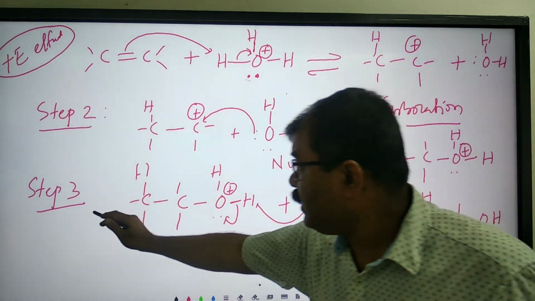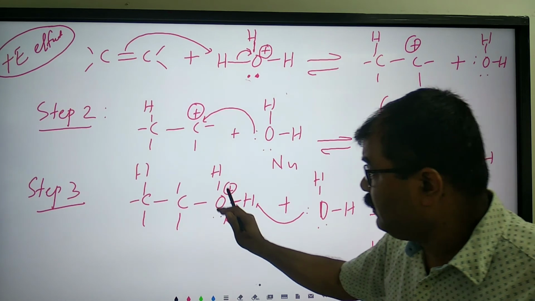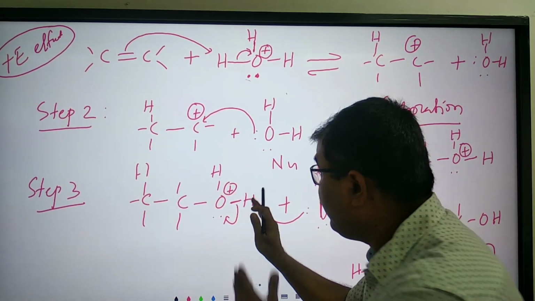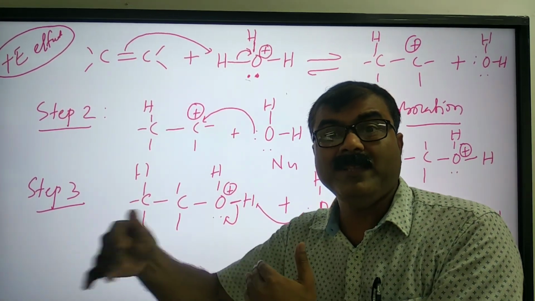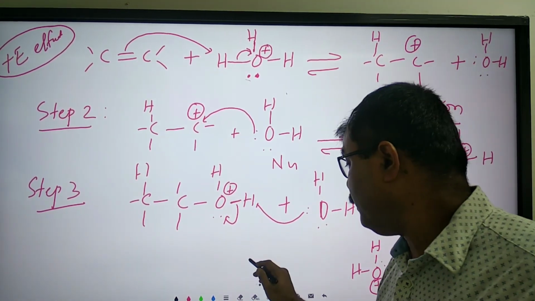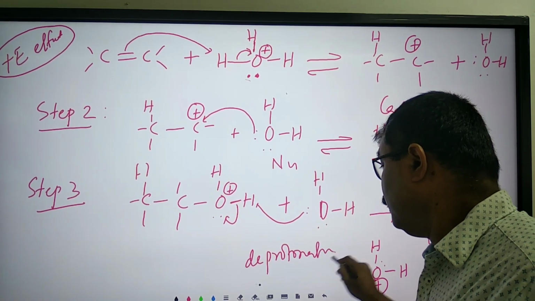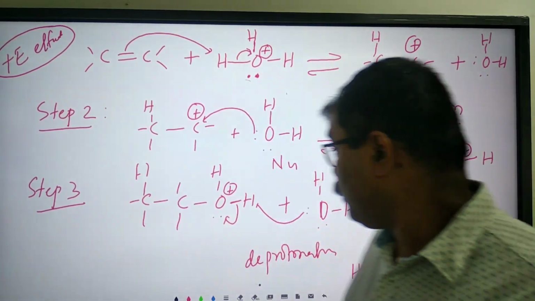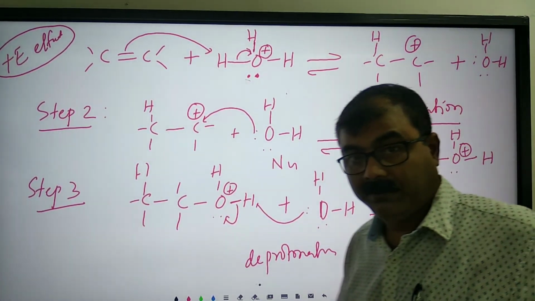And step 3 is what? Deprotonation of this intermediate product. Deprotonation means one proton getting released. De means leaving, small d. Deprotonation means elimination of a proton in the presence of a nucleophile to form the alcohol.